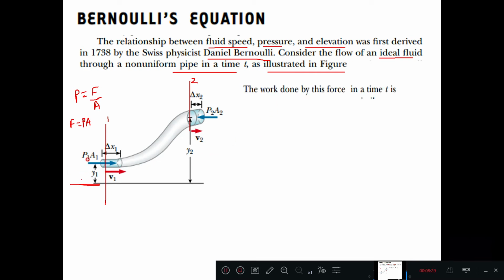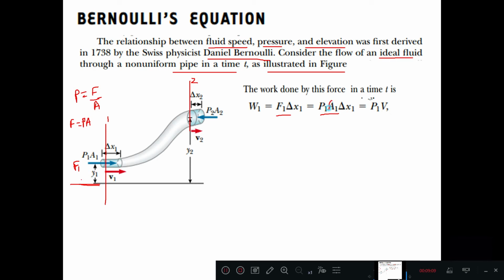Then the work done by this force in a time t, whatever force you are applying here, that is P1 A1, is given as W1 equals F1 into delta x1. Here the force acting is F1, which is nothing but P1 into A1. Because of F1 there is work done, F1 multiplied by delta x1, that is P1 into A1 into delta x1.